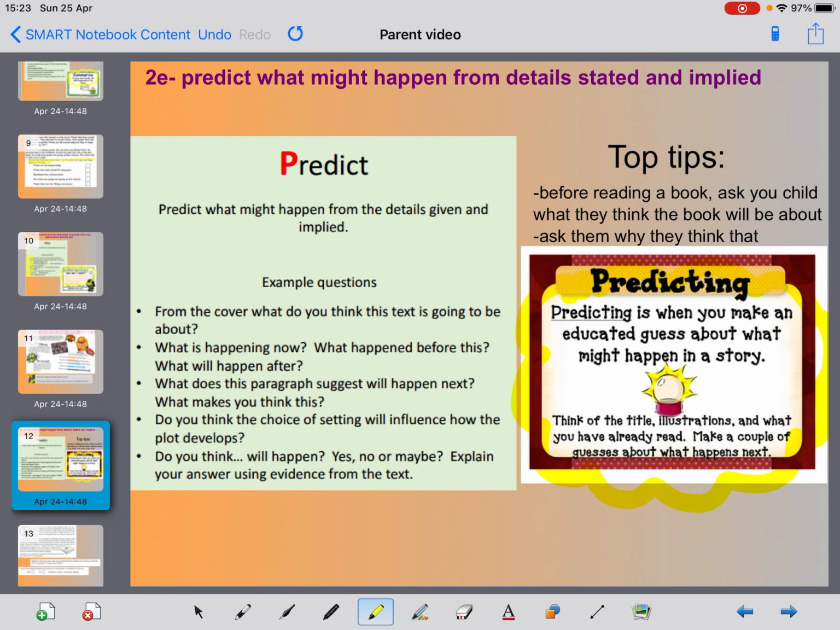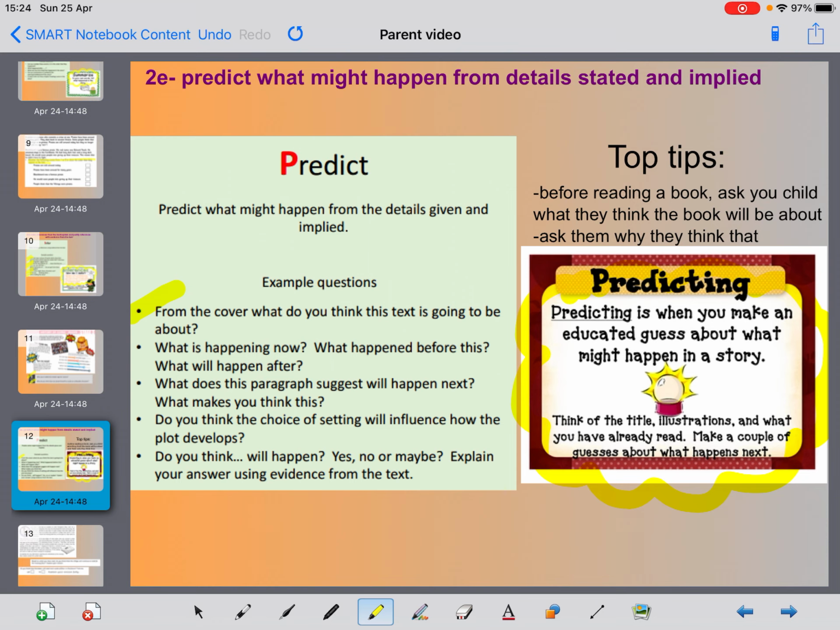If they are reading chapter books, at the end of a chapter, ask them, what do you think will happen next? Why do you think that might happen? They've got to use what they've just read, showing their understanding of the events to be able to predict the next part. Some example questions.